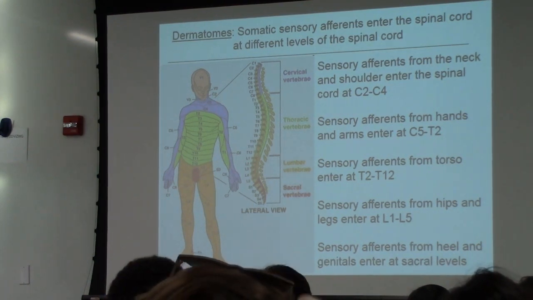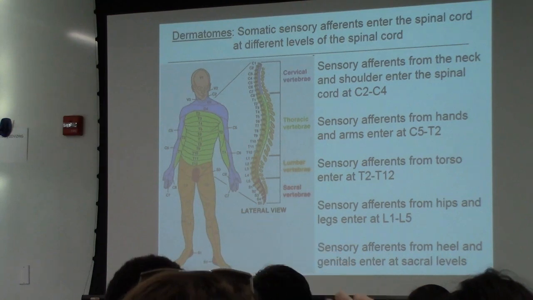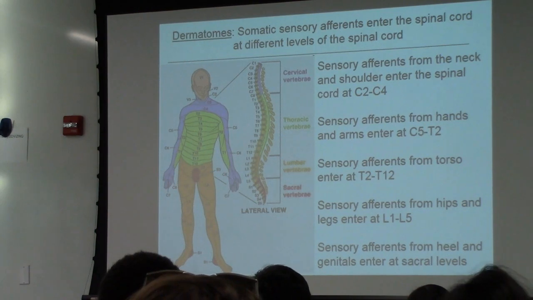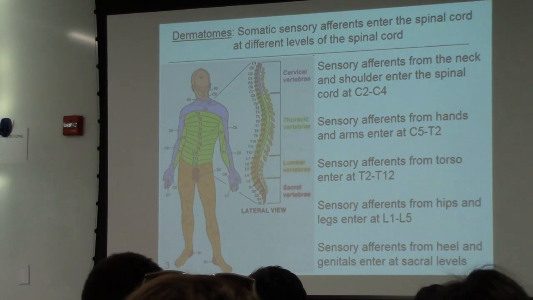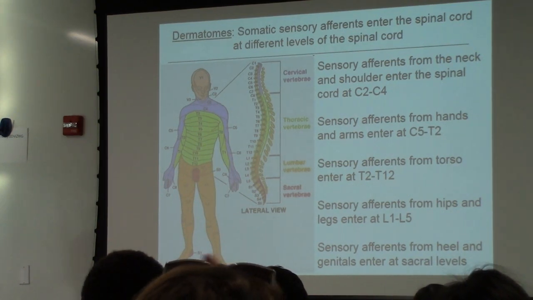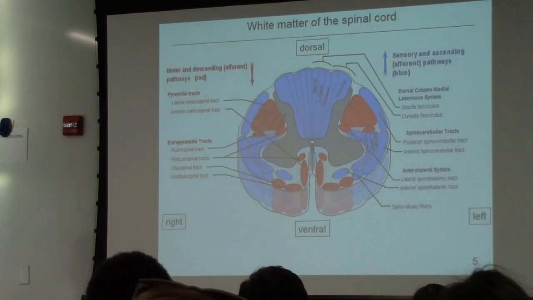Yes? Does this mean that sacral has fewer axons than cervical? Yes, it does mean that. So the white matter of the spinal cord looks different in the lumbar region, which is only carrying axons from the legs and hip, than the white matter in the cervical region, which is carrying axons from the entire body. So when I show you a figure like this, it's a generic.